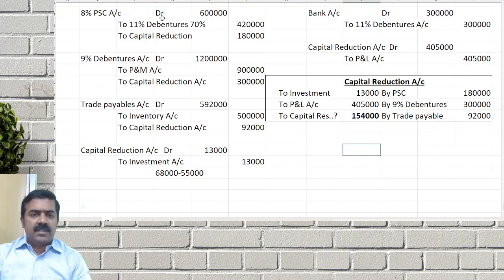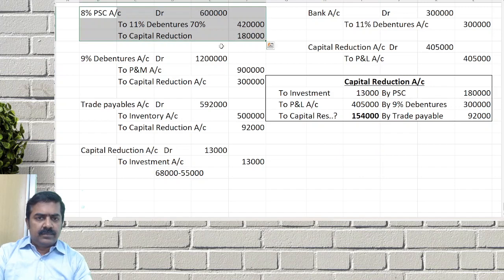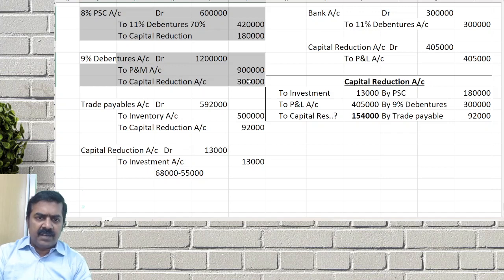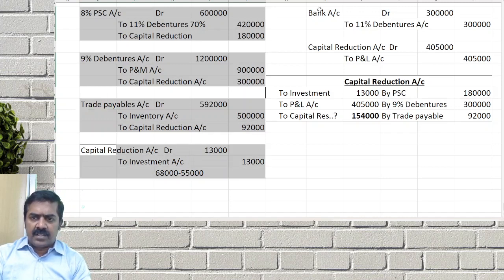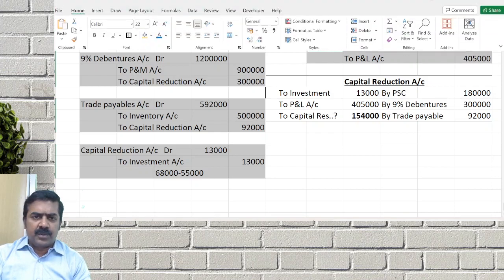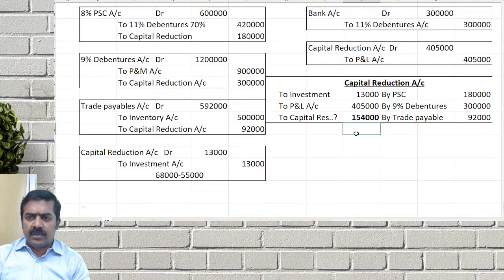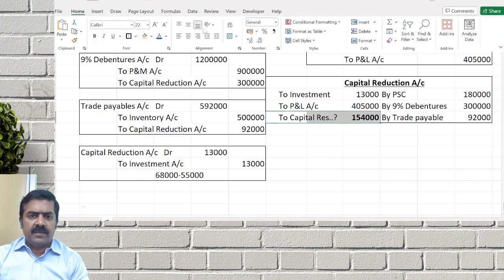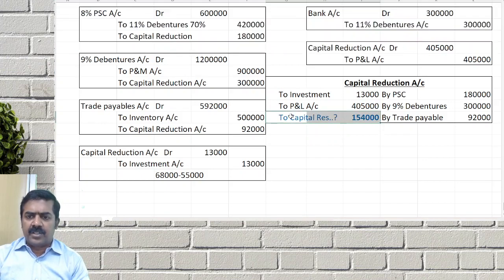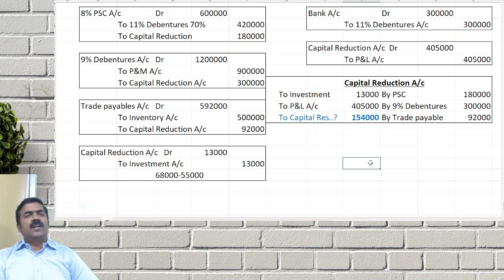Any doubt in this question? 8% preference shares are converted into 11% debentures, balance waived. Debentures take over plant and machinery. Trade payable take over inventory. Investments are reduced. We issue fresh debentures. And of course, write off P&L account. And for this, one more entry you have to give in the exam. What is the entry? Capital reduction account debit to capital reserve account 1,54,000.